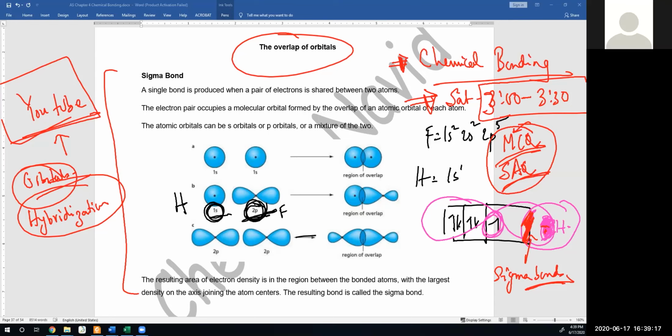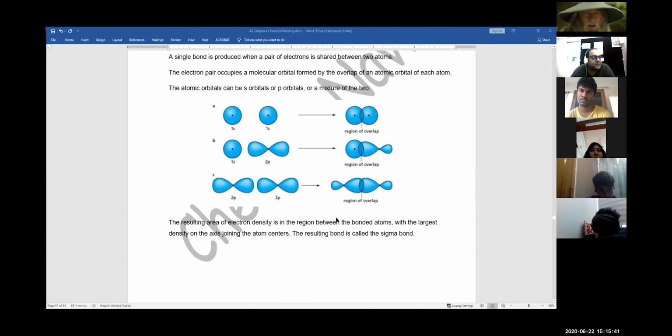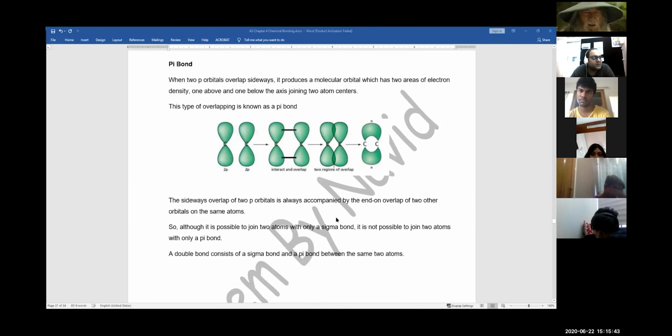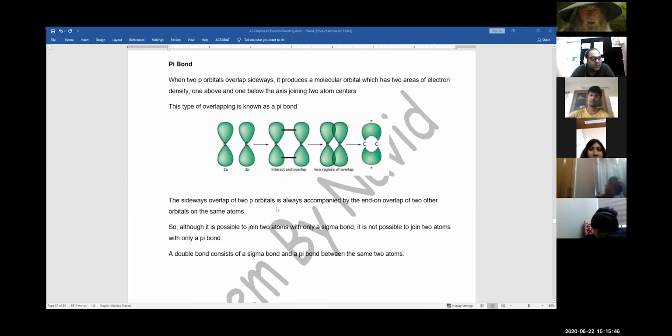Okay, sir. Thank you. Okay. So next is pi bonds. Pi bonds are present when there is a carbon double bond carbon. The first bond is a sigma bond and the other bond is a pi bond. So a pi bond is a sideways overlap of p orbitals.